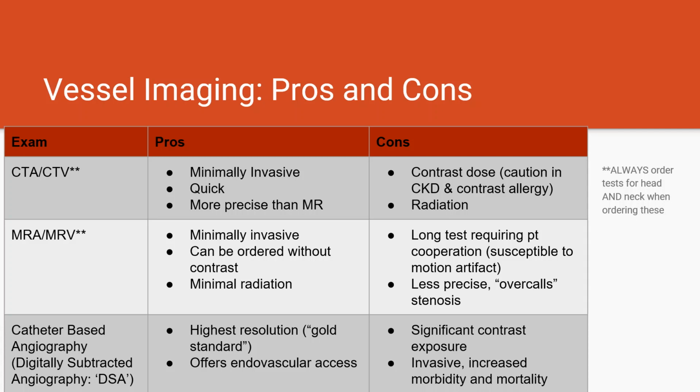MR vessel imaging uses a lot of physics to evaluate flow. And so if your vessel is moving slowly, the image might believe that it's actually occluded and just overcall it. So often we see that MRAs overcall stenosis.